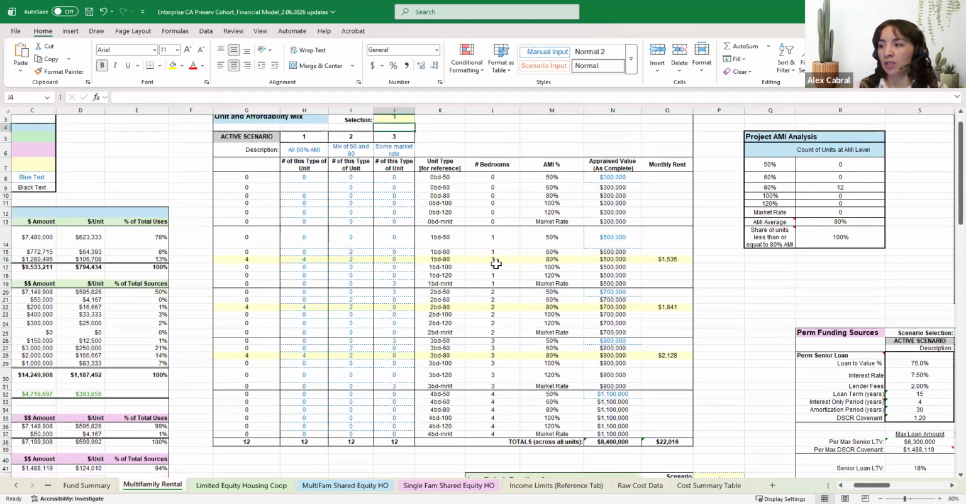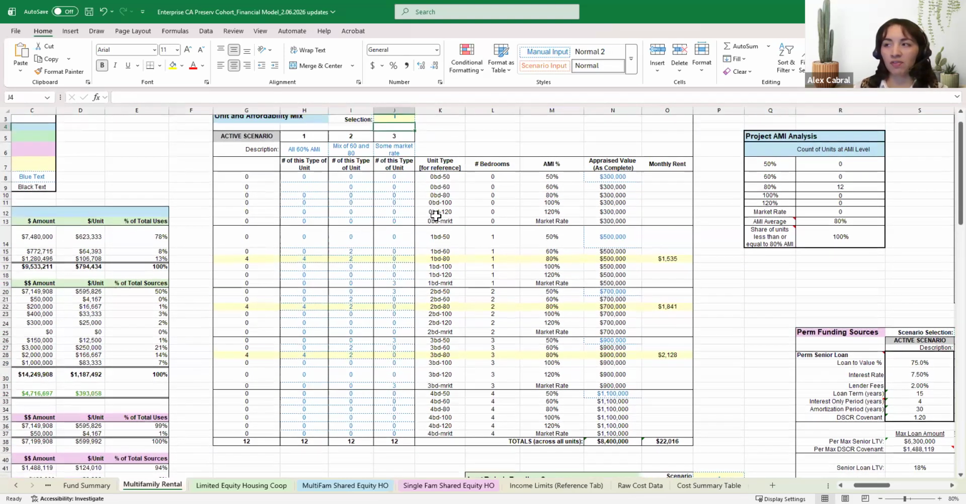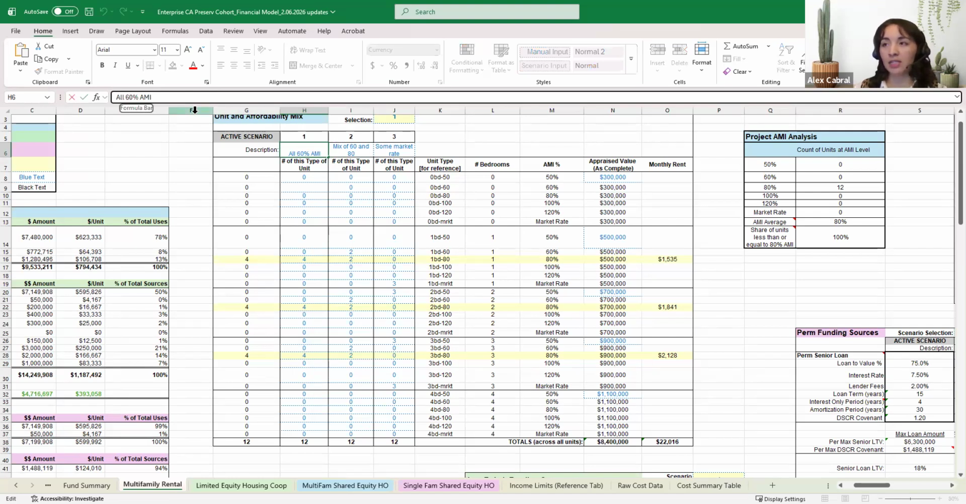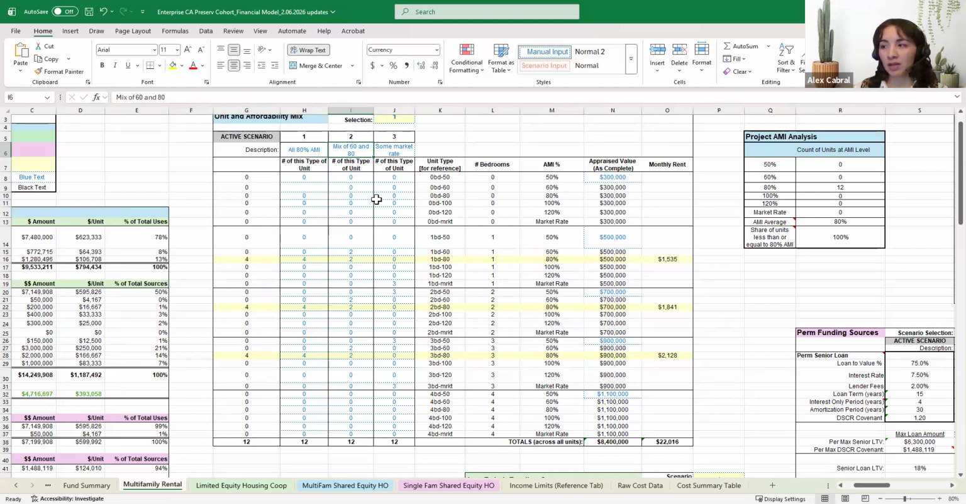So let's go back to scenario one, and now that we've filled that out, I should also mention you can put notes for yourself here. So actually, this should probably say all 80% AMI units. This one is a mix of 60% and 80% AMI. So again, this is blue, and that means you are free to edit. Make notes to yourself.